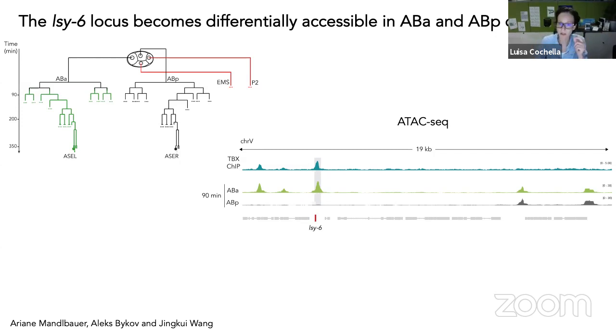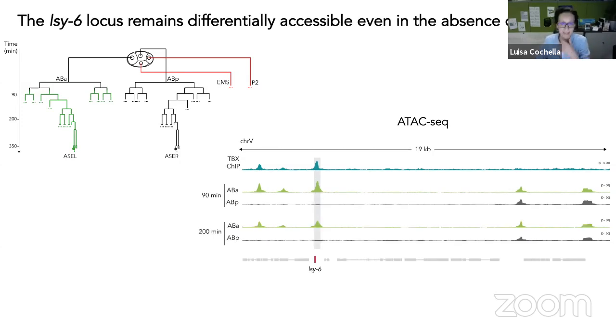Now, the curious thing was when we looked at the 200-minute time point, because at that time point, I've shown you the T-box factors are no longer there. They're no longer required. They're no longer active. And yet, we still see differential accessibility of the lsy-6 locus in ABa-derived cells versus ABp-derived cells. So this was very intriguing to us, because it suggests that this accessible state that is established by TBX-37/38 is maintained or persists to some extent at later time points.